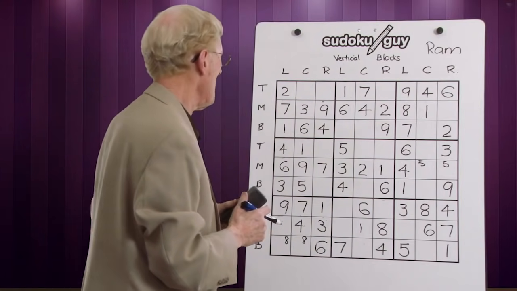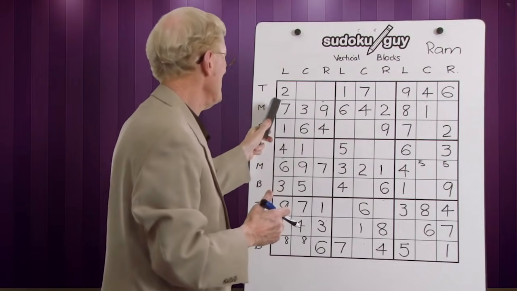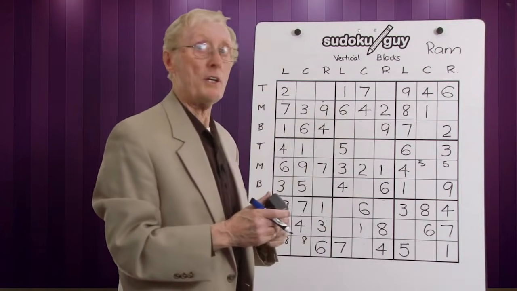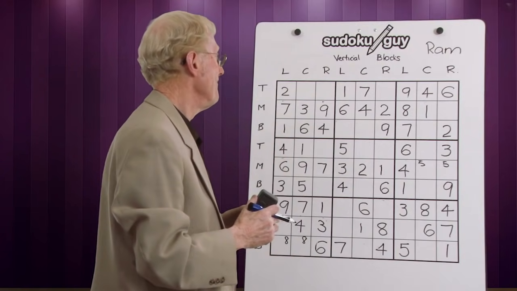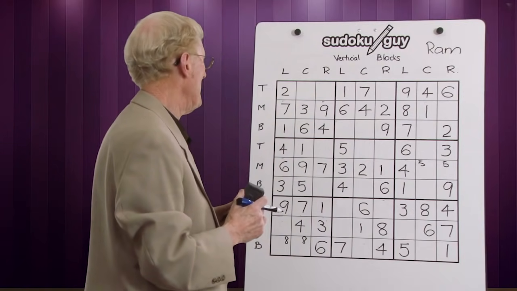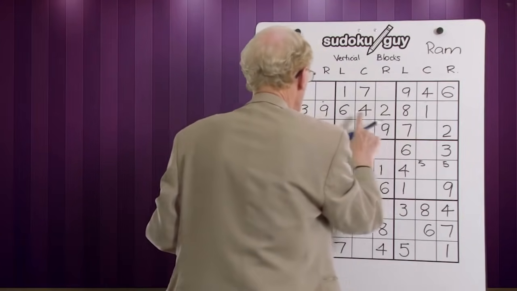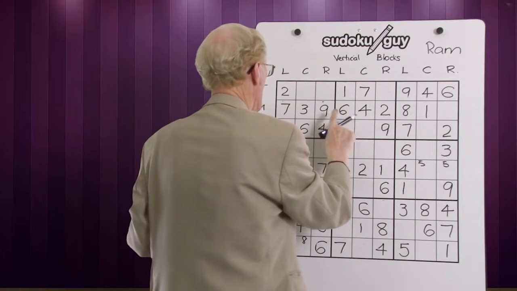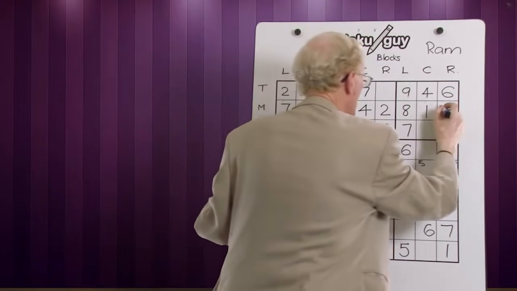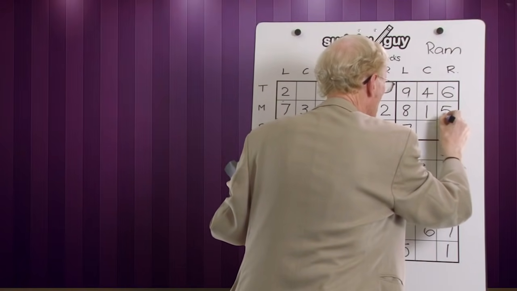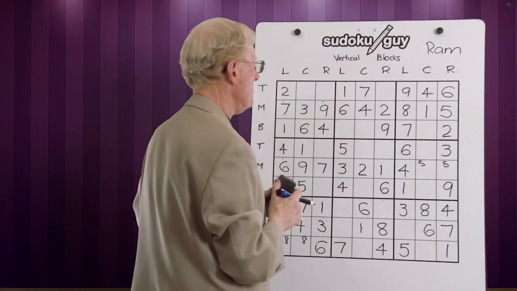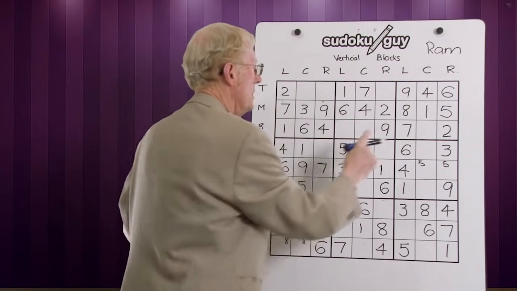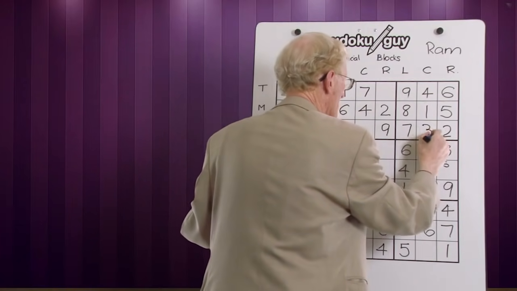I have just noticed something, and that is in this row, we've only got one cell left. Why not fill it in? What would it be? Let's count it up. 1, 2, 3, 4, 5. There's no 5, so we'll put a 5 there. And now that block has only got 1 left in it. What number would that be? 1, 2, 3. 3 is missing.